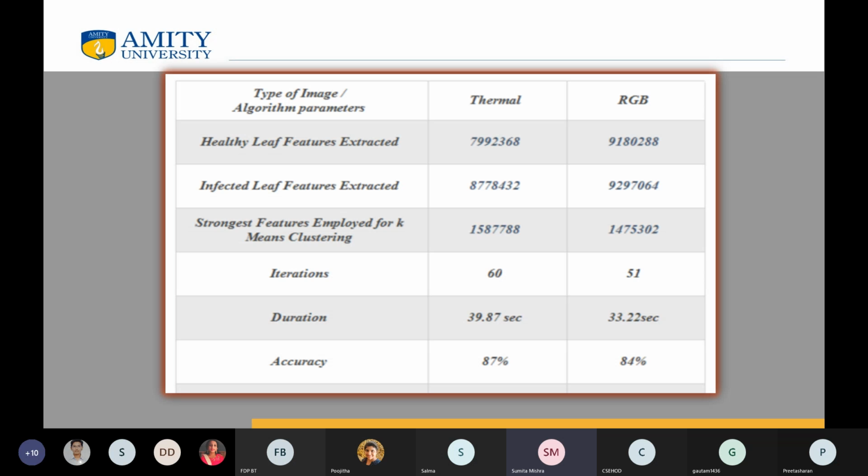So this is a very encouraging result. Now we are working on getting more images so that we can refine our model further and maybe apply deep learning to get better results in thermal imaging domain. So that was one work.